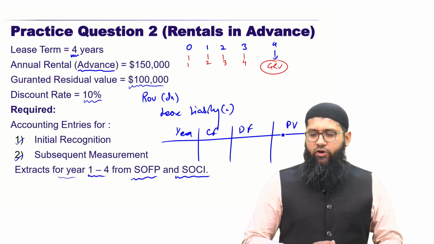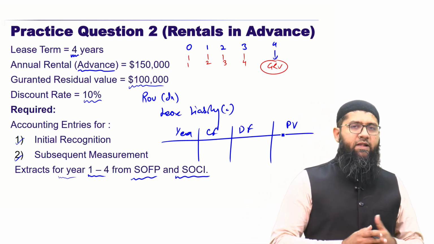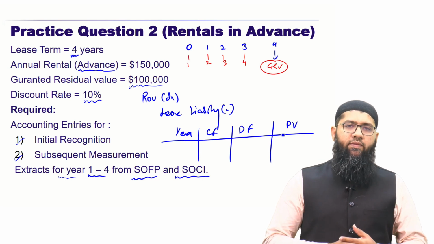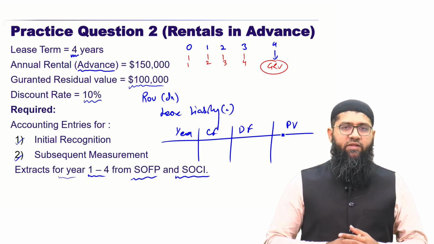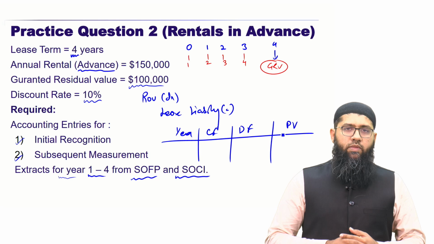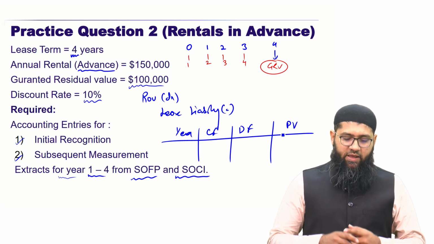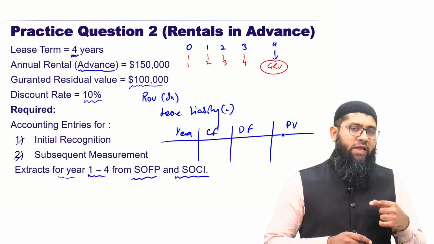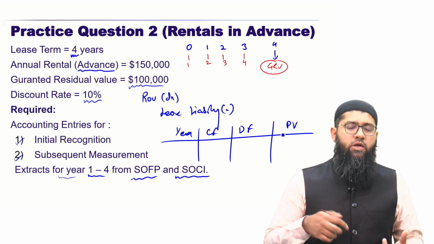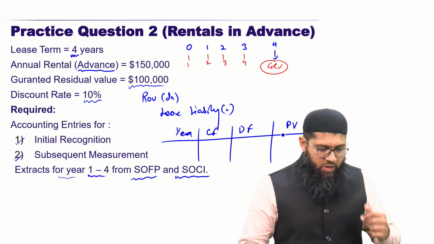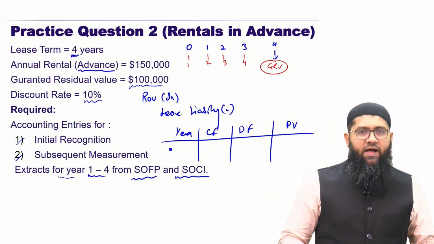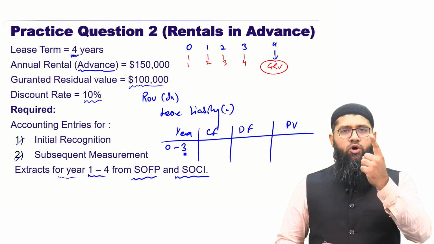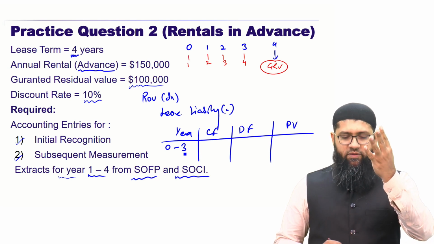Again, I'm not using Excel right now, I'm just trying to do it manually, and the major reason for me doing it manually is that there are questions in the exam where you are not given spreadsheets, and in that scenario you have to do it manually also. Now see, what happens is that your rentals are going to be paid from time period 0 till time period 3. So it's 0, 1, 2 and 3.